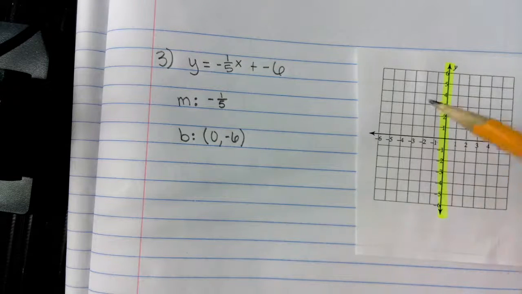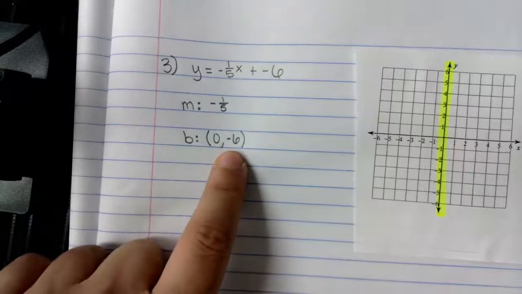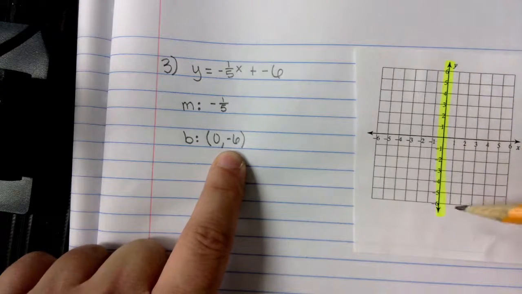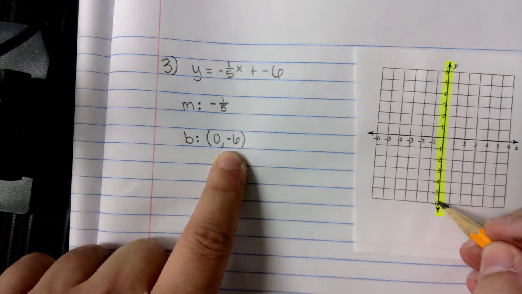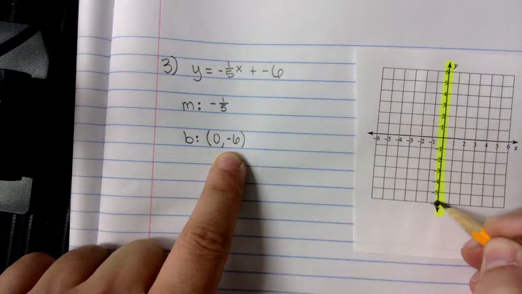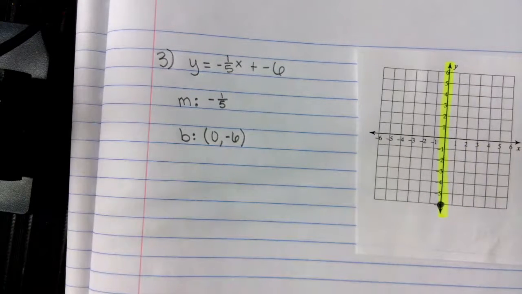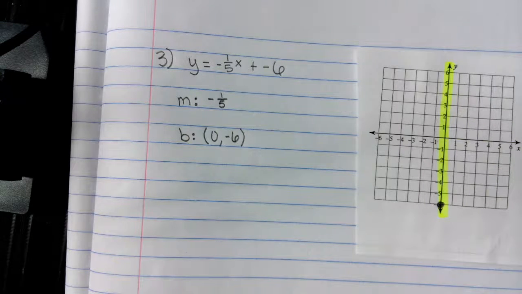So where are we going to start? The b, and the b is at, okay, and I highlighted your yellow y-axis, so down negative 6. You always want to be on that y-axis. If people make a mistake on this, it's that they want to put it on the x-axis. They say y-intercept, so it always goes on the y-axis.